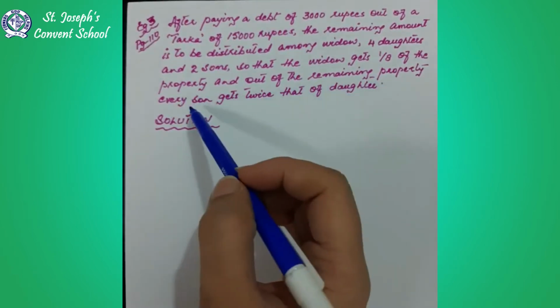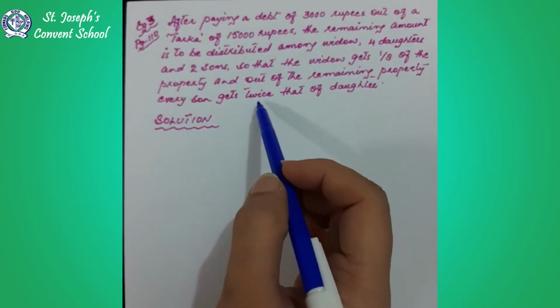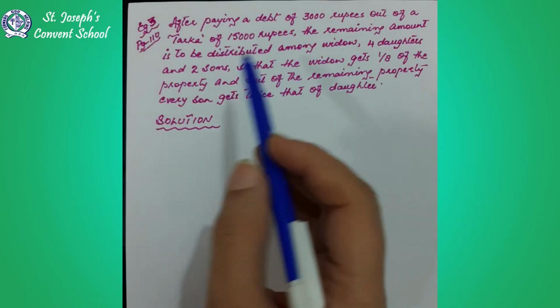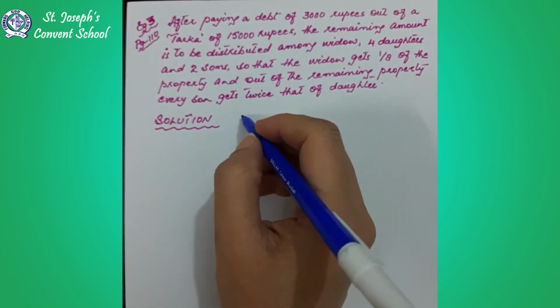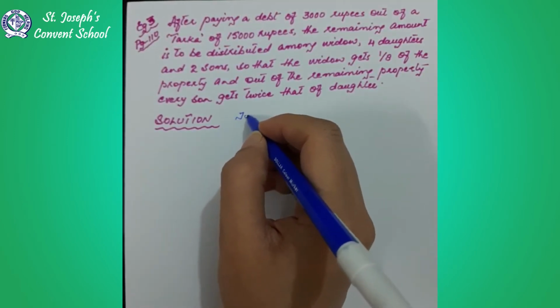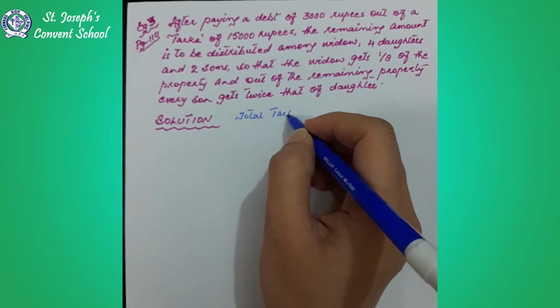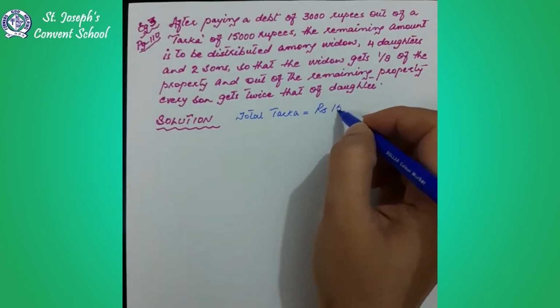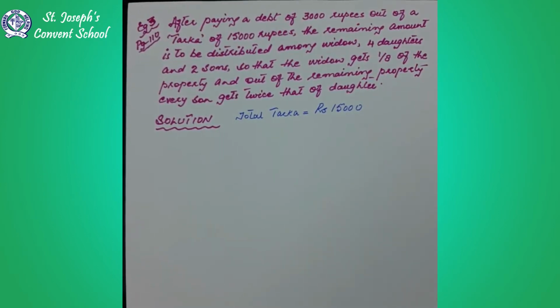and out of the remaining property every son gets twice that of daughter. So twice means son's share is double than daughter's share. So this you will find it afterwards from the remaining property. So let's write what is the total tarka. Okay, total tarka is rupees 15,000. It is in the question that the total amount of the property is rupees 15,000.